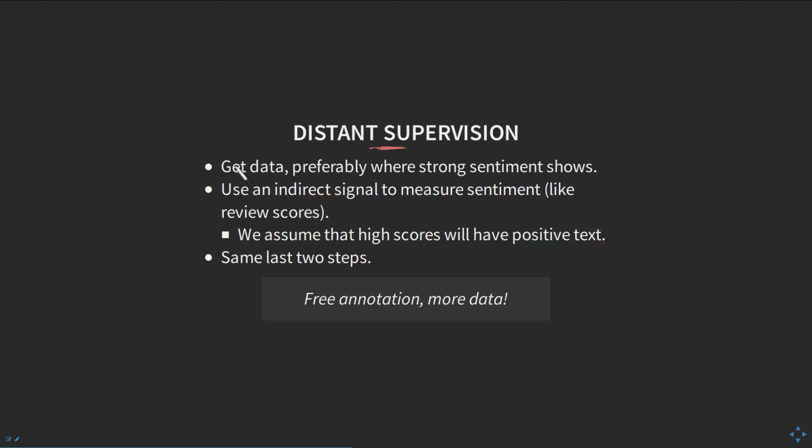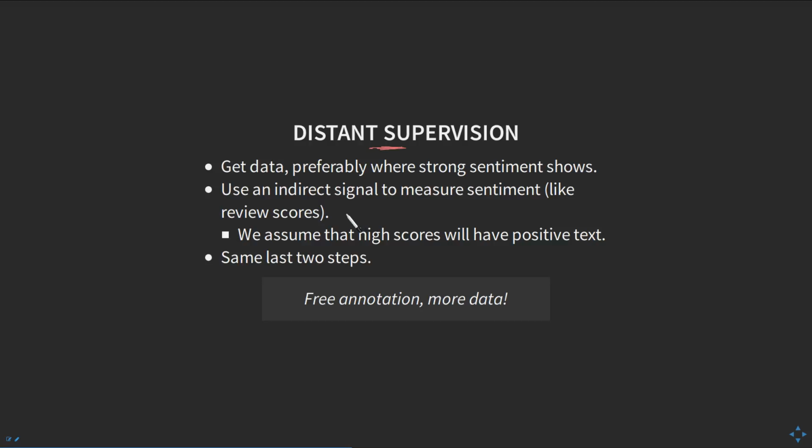The first step is basically exactly the same. So we get our data, and this doesn't change. Preferably we would want that to have a strong sentiment, and then rather than doing this annotation, we try to gather data that already has an indirect signal that might indicate sentiment. I alluded to this earlier, but review score is actually a very good platform where there is strong sentiment, and we also have a score attached to these reviews as a byproduct of the data. It's not necessarily referring to the sentiment.